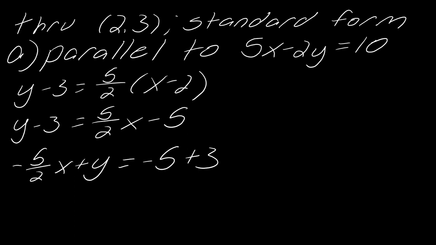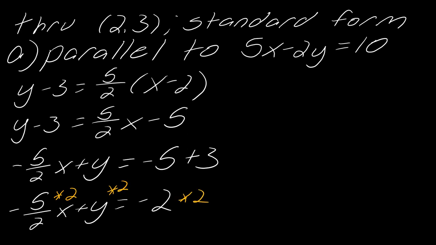Now if I simplify this a little bit farther, the only funny thing that I required is that we have no fractions. If you want to get rid of the fractions, you just multiply every single part of the equation by the denominator. So I'm going to multiply this by 2, this by 2, and this by 2. That allows me to rewrite the equation as -5x plus 2y equals -4. Now that is the proper answer in standard form.